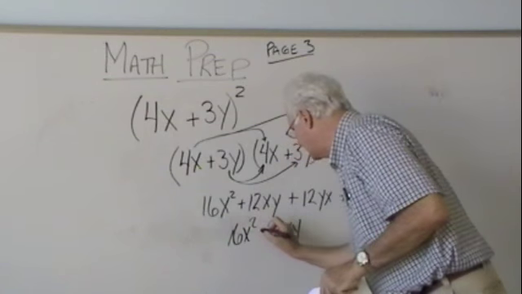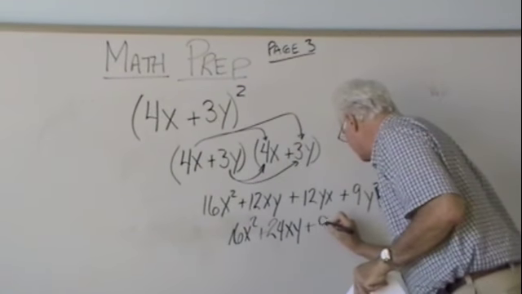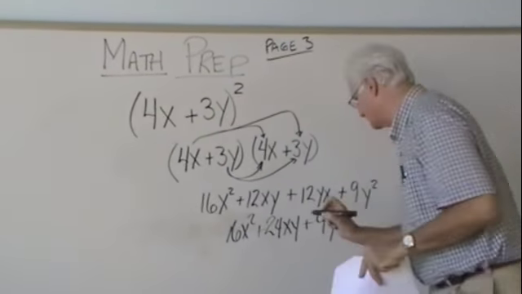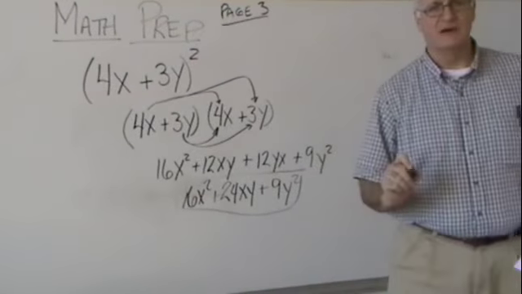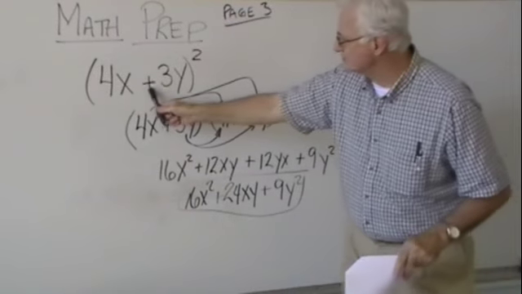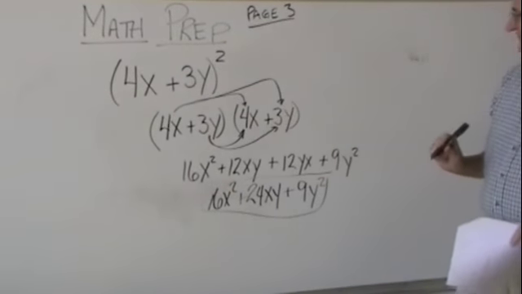16x squared, got your plus sign, and plus 9y squared. That's your answer. That's an easy foiling problem. All plus signs because you're squaring with a plus. Okay.